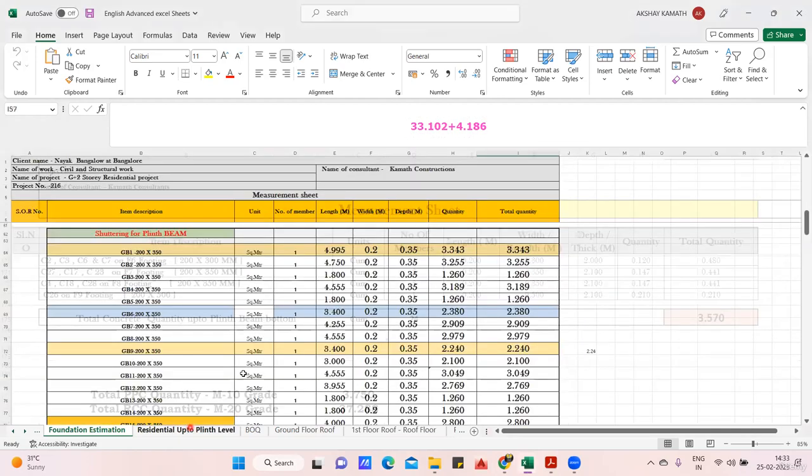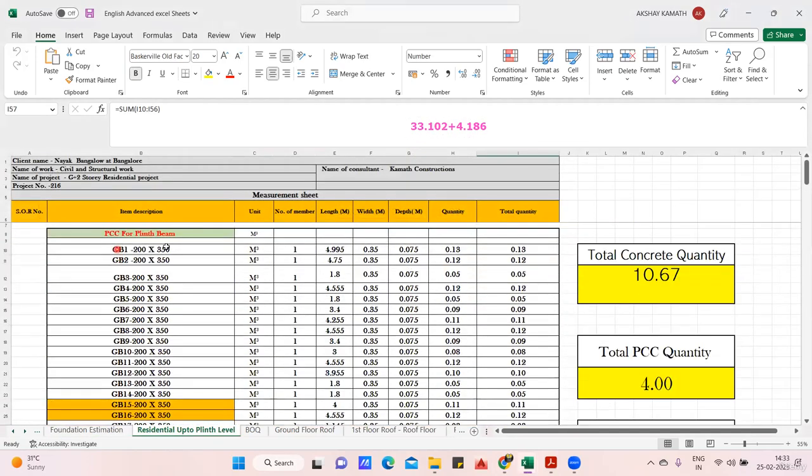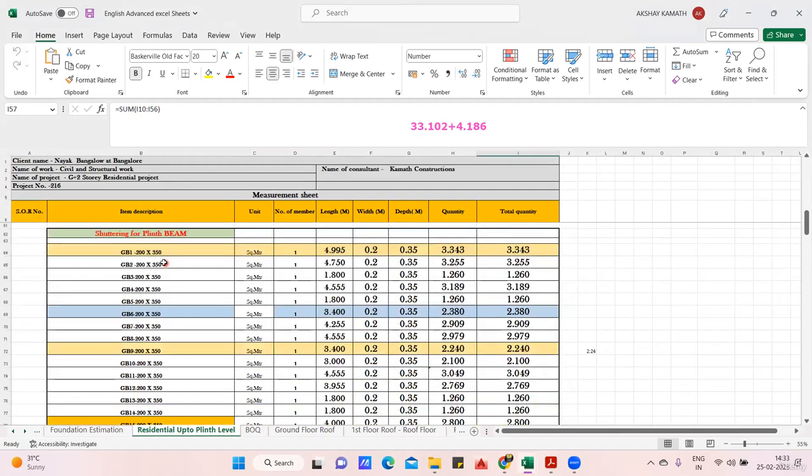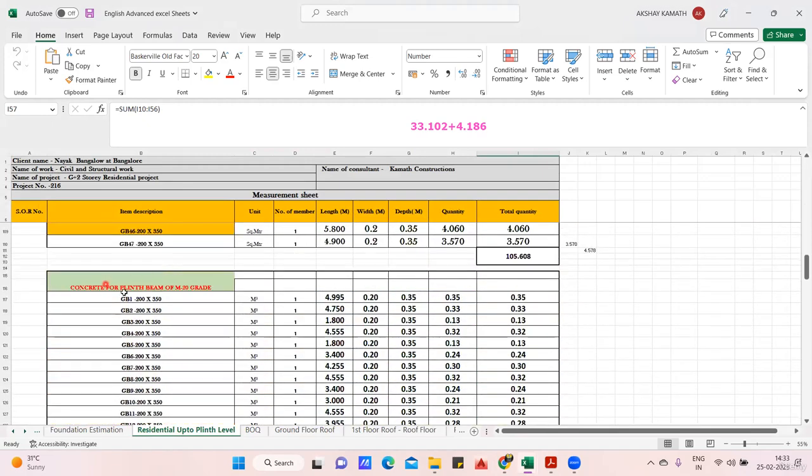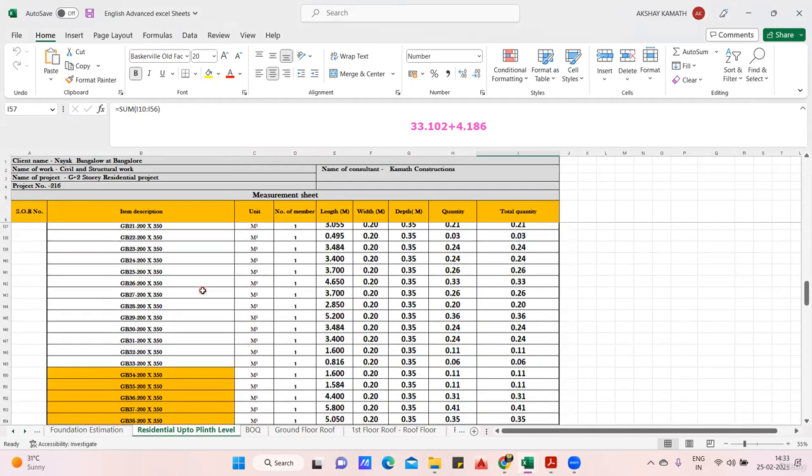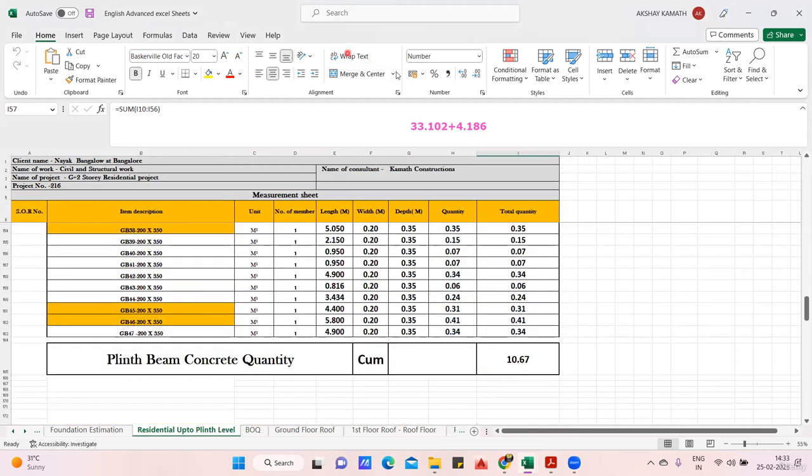Next, come to your plinth level. In the plinth level, PCC is already taken care of. Now come to the plinth beam. So concrete for plinth beam. What is the quantity we got? We got 10.67. So I'll write 10.67. Now try to do these calculations and tell me what is the concrete quantity that you have. 33.102 plus 4.186 plus 10.670. So total I am getting 47.958 cubic meters. This is up to plinth level. This much amount of concrete is required.